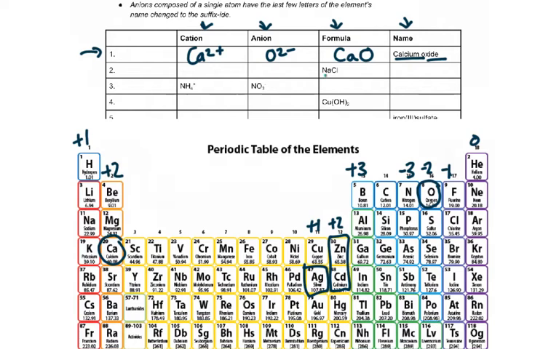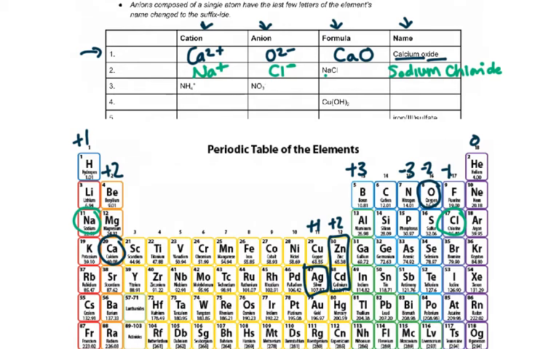Next one, NaCl. So I'm going to find Na on the periodic table. It's right here, so that means it's +1. Cl on the periodic table is right here, which means it's -1. I already have the formula, but just to double check, a +1 and a -1 already equals 0, so I just need one of each. And now I'm going to name them. Na is sodium. And then Cl is chlorine, but because it's on the periodic table, I'm going to change the ending to -ide. So chlorine becomes chloride: sodium chloride.